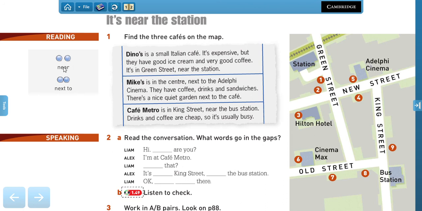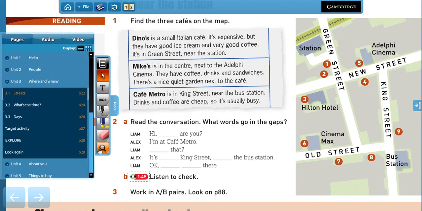Now, the word near is to talk about places that are close, but not necessarily one next to the other. The case number 1 and the station, and number 9 and the bus station. We don't say near to. We don't say my house is near to the supermarket. That's incorrect. We say my house is near the supermarket, or my house is next to the supermarket. Okay? Very good.